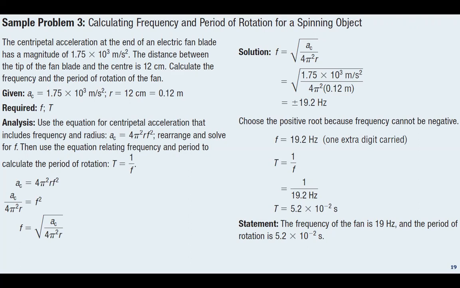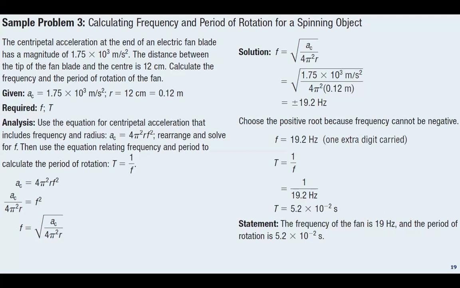Okay, so we can use the equation for centripetal acceleration that includes frequency and radius, which is AC equals 4 pi squared r f squared. Rearrange and solve for f, right? Then use the equation relating frequency and period to calculate the period of rotation, which means the period T equals 1 over f. Okay, so following this logic, the frequency is given by the square root of the magnitude of the centripetal acceleration, AC, over 4 pi squared times r.